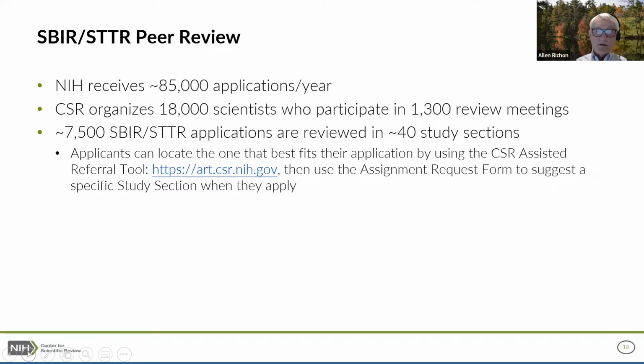If you then use that tool, you can look at the assignment request form that is part of your submission package, your SF424 package, and suggest which study section that you feel is the most appropriate. You can also suggest an institute that you would like to see your application looked at. There is also the piece that most people don't understand, which is you can use this form to request that certain individuals or certain companies not review your application because they're competitive. And we'll get into that in just a bit. Next slide, please.